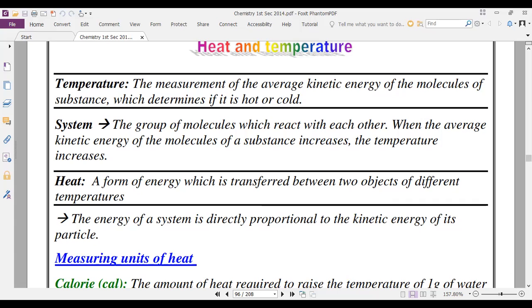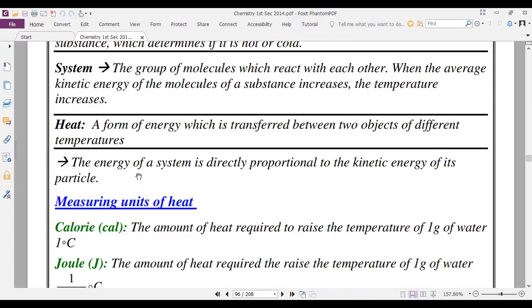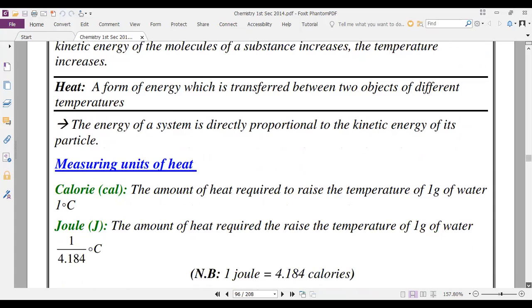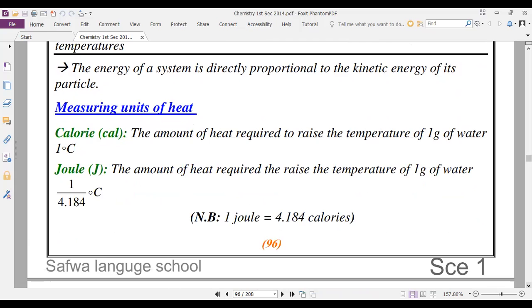After that, the energy of a system is directly proportional to the kinetic energy of its particles. When kinetic energy increases, the energy will increase, and vice versa. By decreasing kinetic energy, the energy will be decreased, right? Right. What about the measuring units of heat?